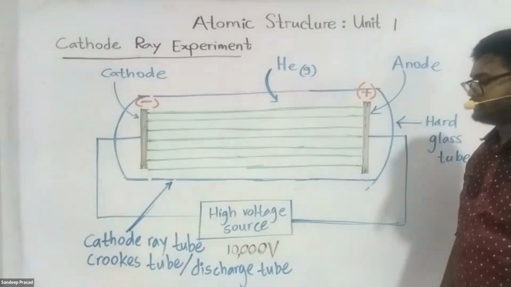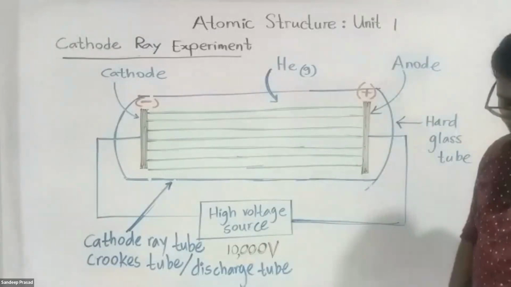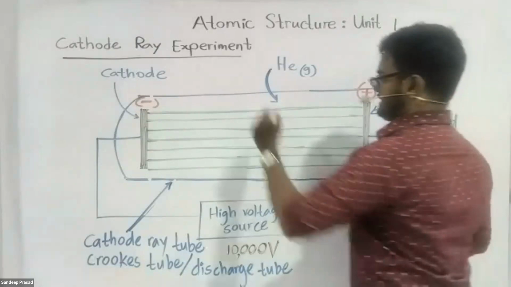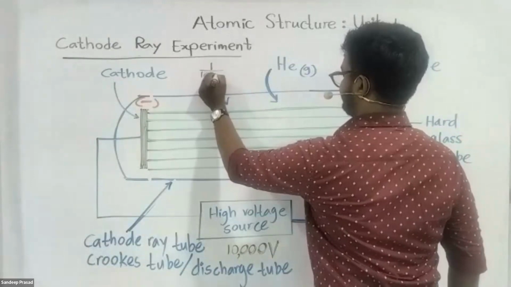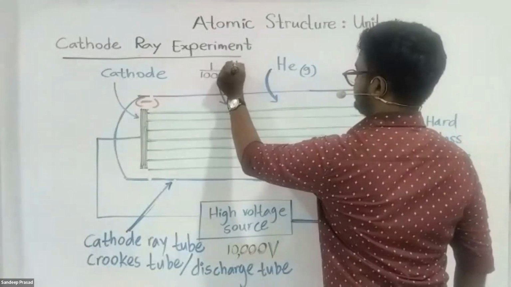And one more thing I want to remind you, the very important thing is they have maintained the pressure inside the glass tube at 1 over 100 mercury millimeters. Oh my God, mercury millimeters. 1 over 100 mercury millimeters.